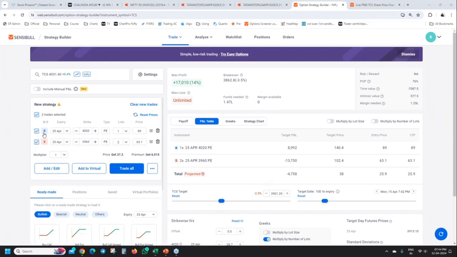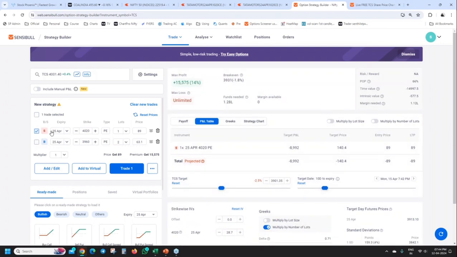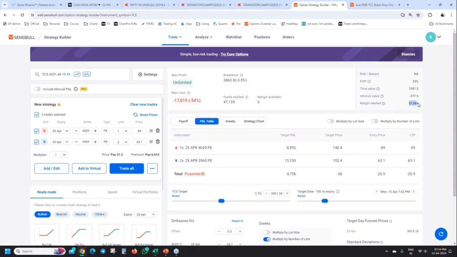Always buy. Okay, here I have made some mistake. Always buy first and sell next. Then only we'll get the margin benefit. See here, when you sell the option first, you require 1,12,000 rupees, which is not at all required. So always buy 2 lots of options first. Then immediately within 1 minute, you have to sell one call option. So it becomes 31,000 rupees as the final margin.